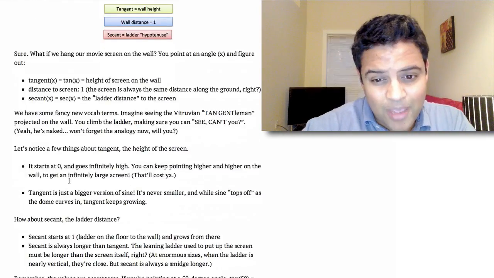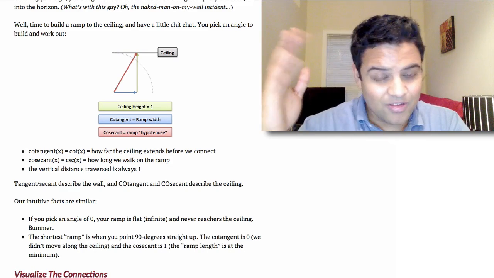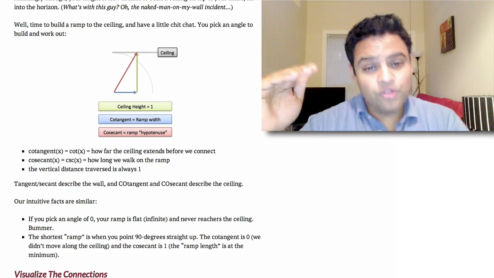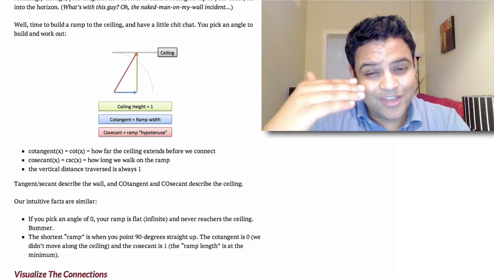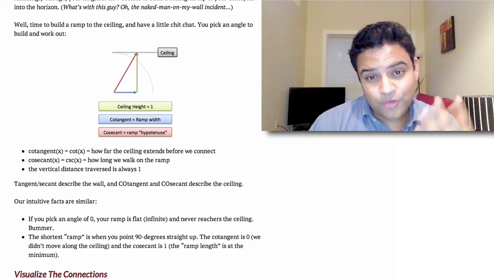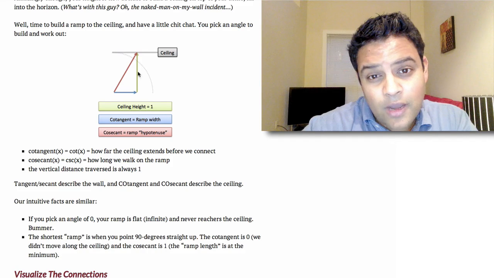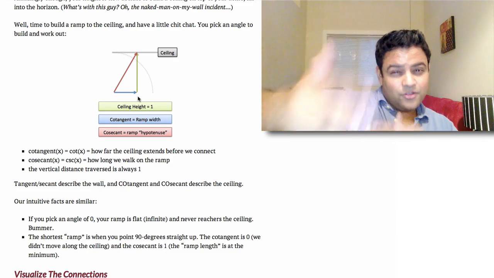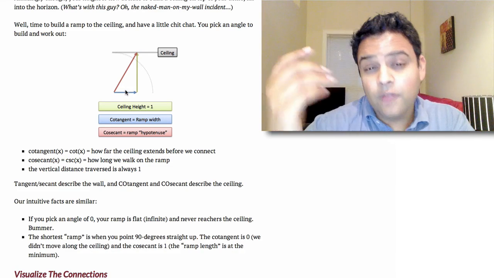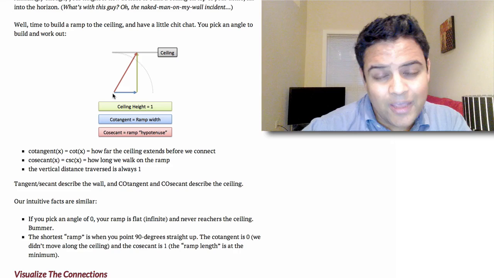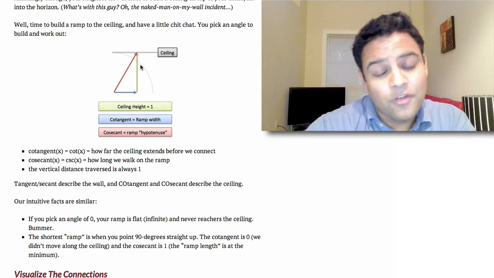And then the next step is the ceiling. So imagine your neighbor's not too happy about having naked people projected on his wall, so he builds a ceiling all the way above your dome. Well, now we need to talk about how to get to the ceiling. Let's say you want to build a ramp to go talk to your neighbor. You pick an angle, and that's the angle you're going to build your ramp at. So the height to the ceiling is 1, right? It's always that unit distance. The distance that your ramp would travel is called the cotangent. And the diagonal, the hypotenuse, the distance up to the ceiling is called the cosecant.